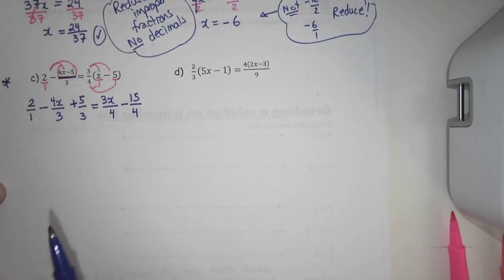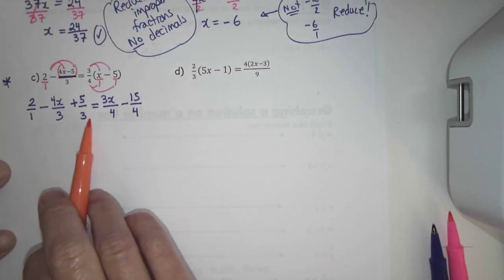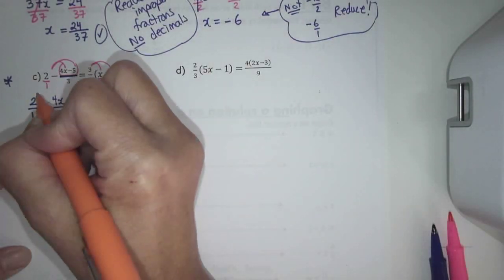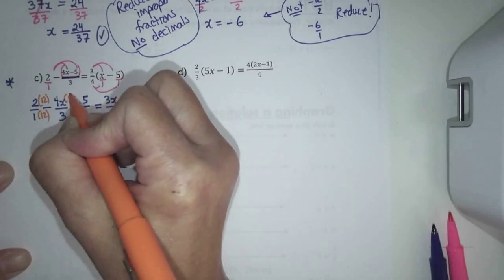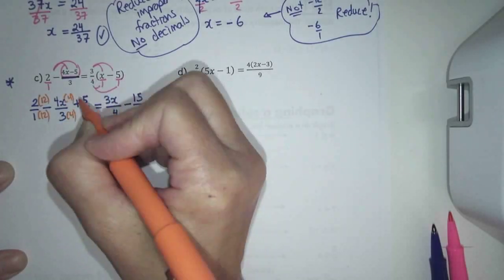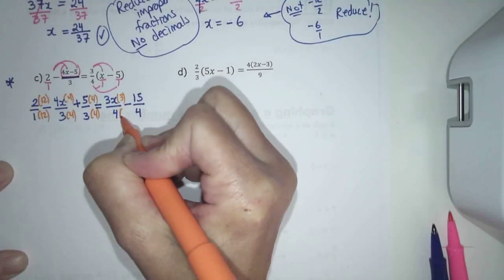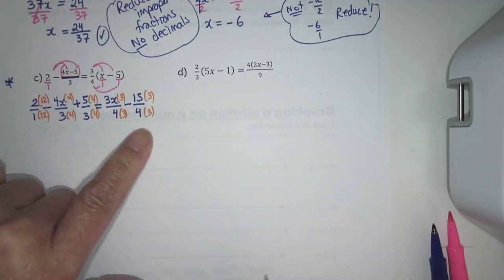Now you look and say, okay, my first step is the bracket. Second step is lowest common denominator. For this, it's 1, 3, and 4, so my lowest common would be 12. So I'm going to multiply this one by 12, this one by 4 to get to the 12, and this one by 3. We want all the denominators to be 12.